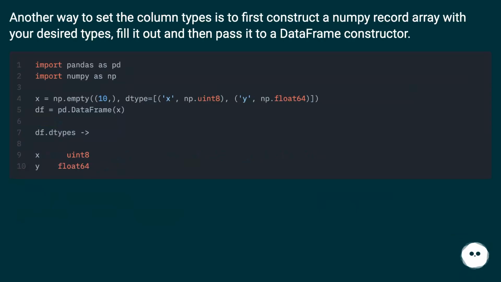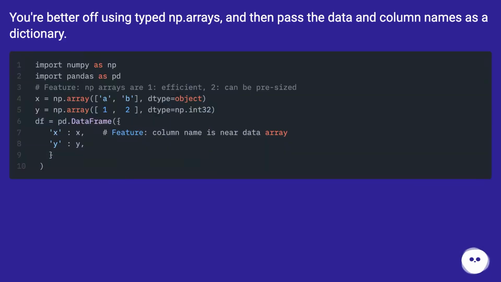Another way to set the column types is to first construct a NumPy record array with your desired types, fill it out, and then pass it to a DataFrame constructor. You're better off using typed np.arrays, and then passing the data and column names as a dictionary.